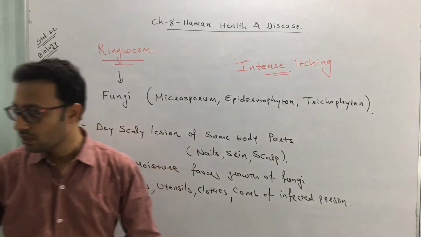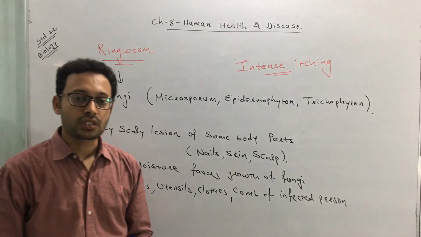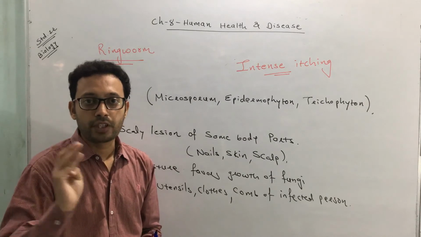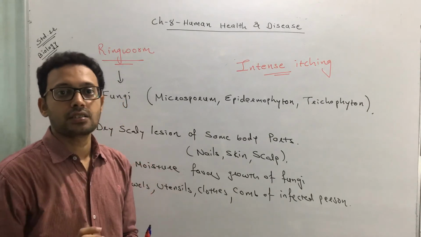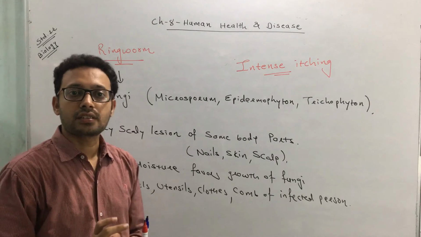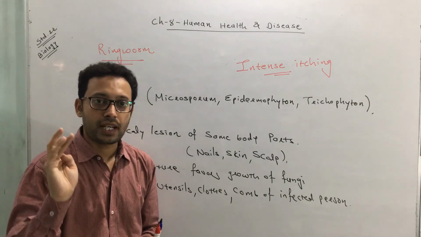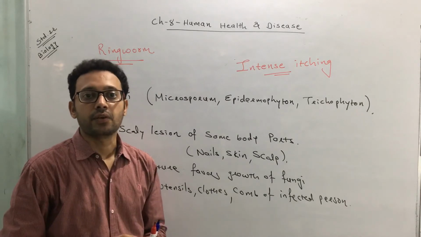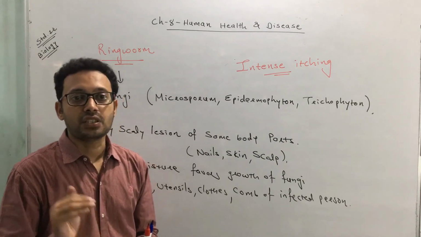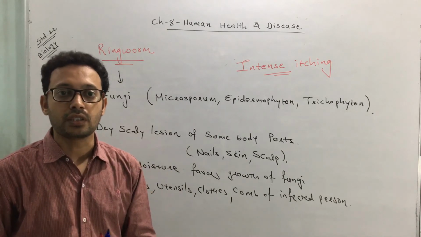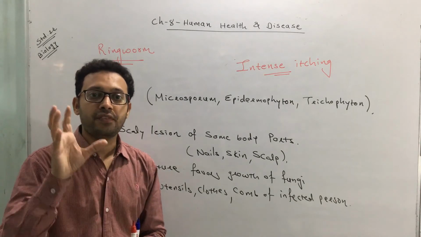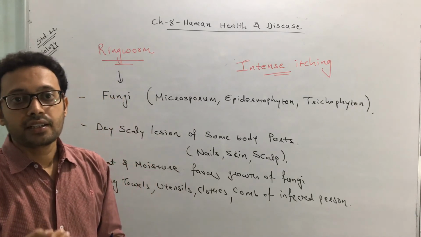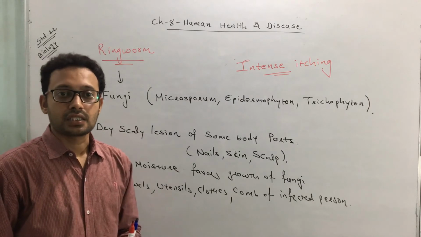So we have discussed this many disorders. First, typhoid. Second, pneumonia. Third, common cold. Fourth, amoebiasis. Fifth, ascariasis. Sixth, filariasis or elephantiasis. Seventh, malaria. And eighth, ringworm. These are all infectious disorders, meaning they are caused by some type of pathogen or causative organism.